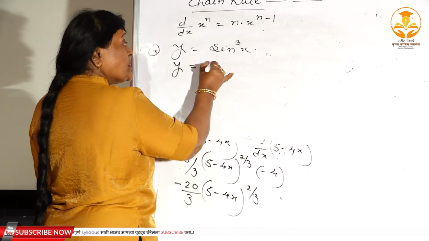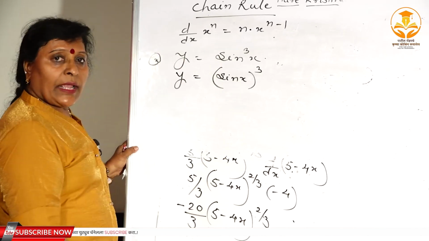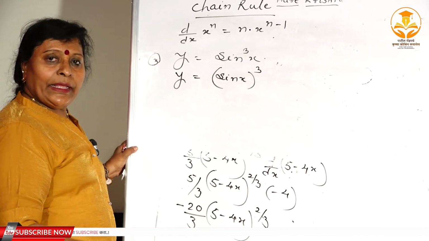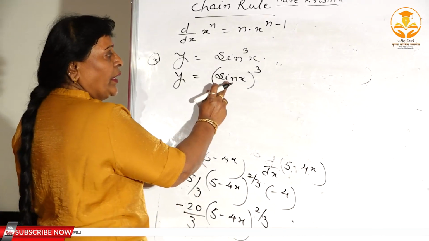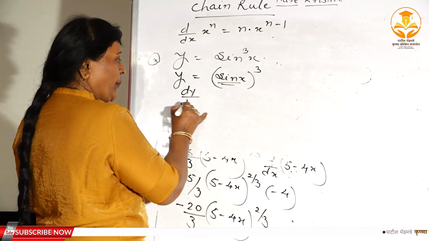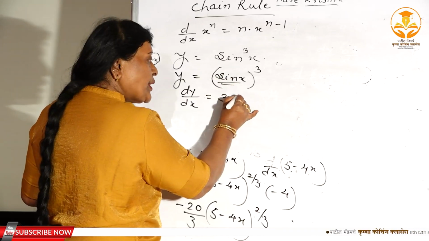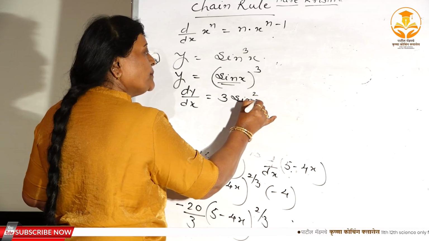First you have to write sine x whole cube. Only then can you find out u. Now here you can substitute u. Sin x is equal to u means u cube. What is the derivative of u cube? 3u square, means 3 sin square x.